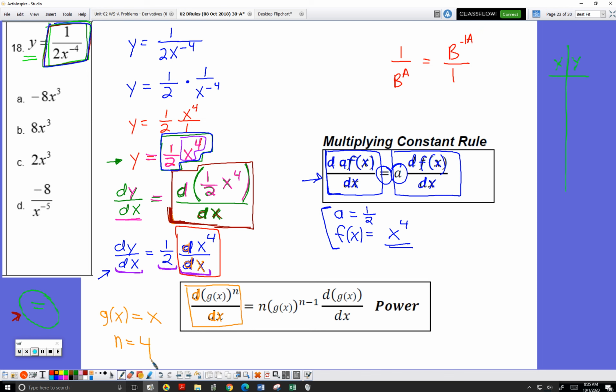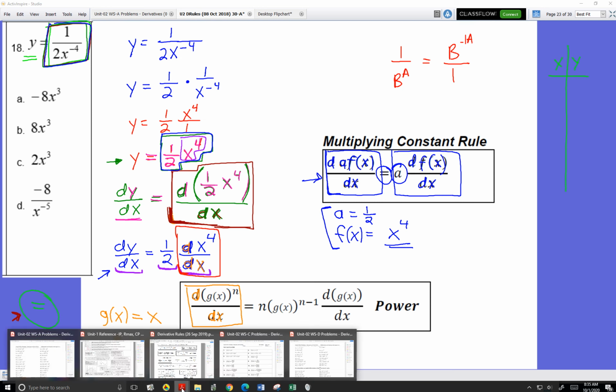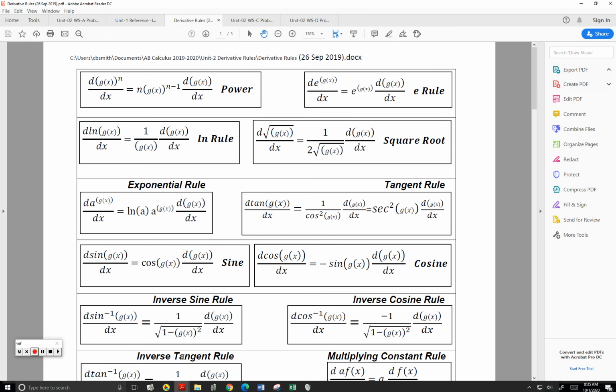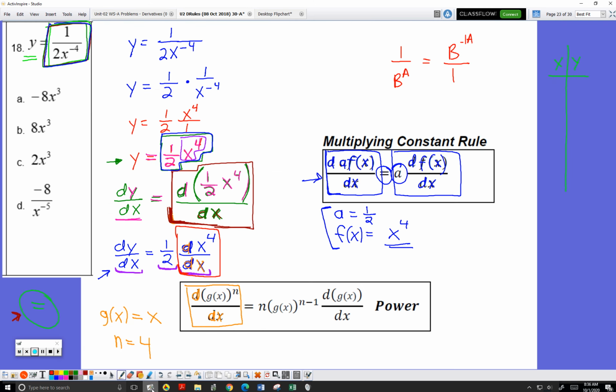Like I look at the red box, and then I look at my menu, and I think, okay, what do I have here? I have ddx of x to the fourth. So I look at the rule list, and I'm going to skip power. We know that's the one that works. I'm going to show you the ones that don't work. That'll help you see which one does work. And I say, well, let's see. Let me get a pen here.